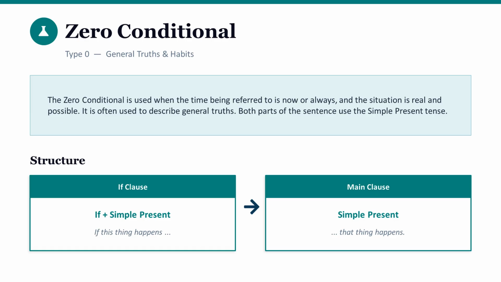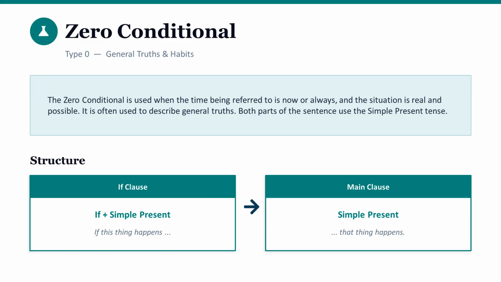Let us begin with the zero conditional, which is also called type 0. We use the zero conditional when we want to talk about things that are always true, or things that generally happen. The time we are referring to is now, or always, and the situation is real and possible. This type is commonly used for general truths, scientific facts, and regular habits.